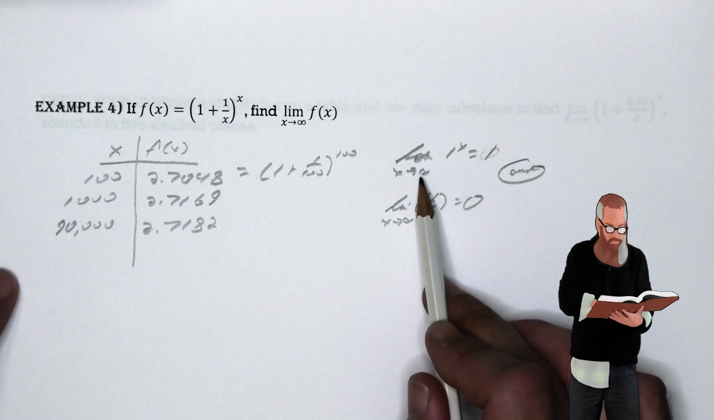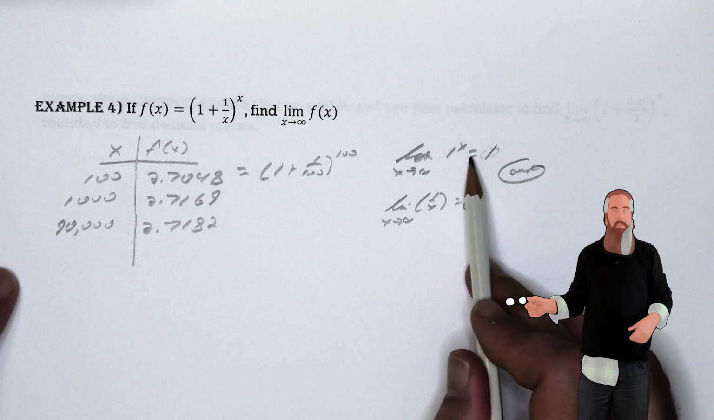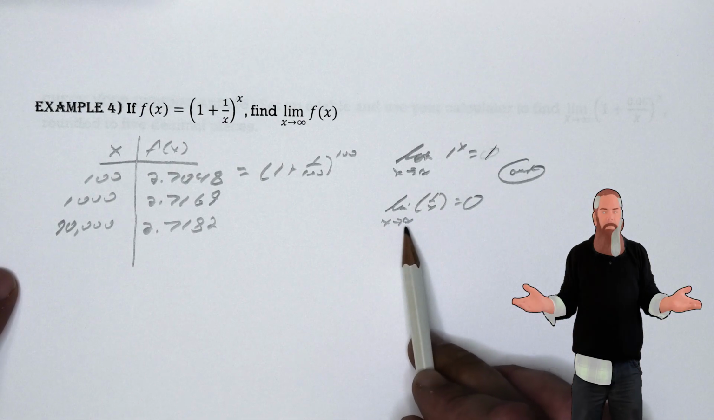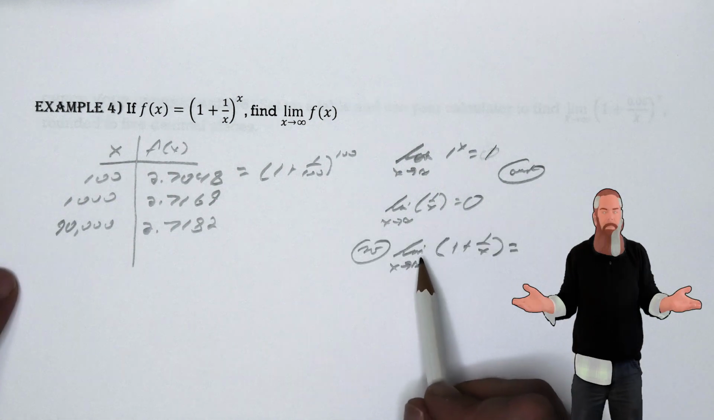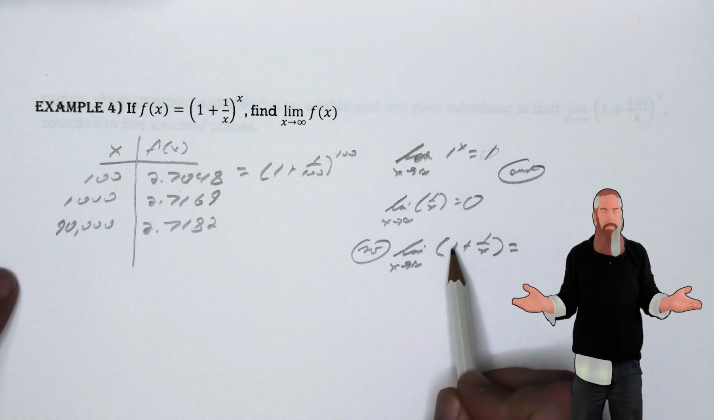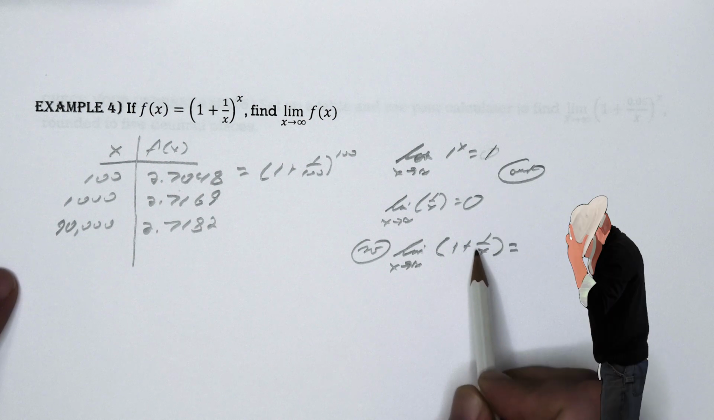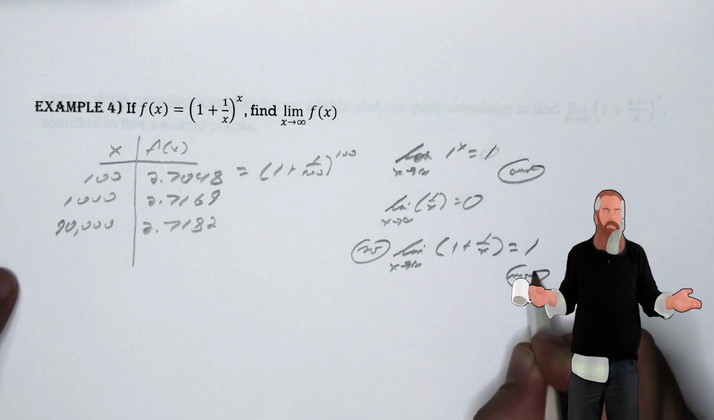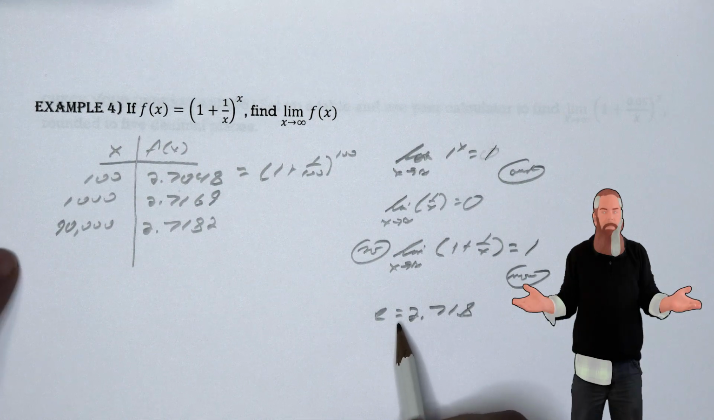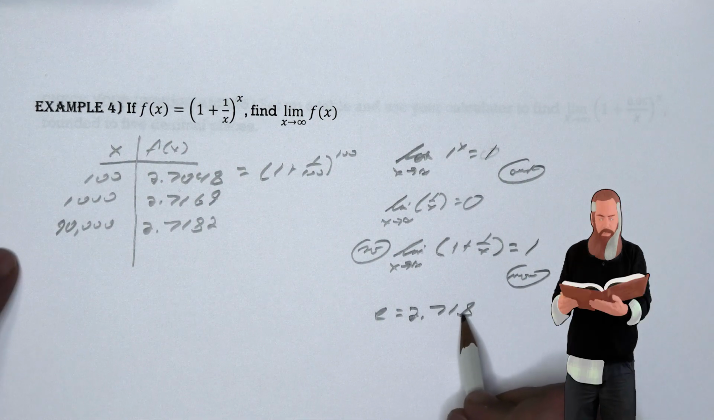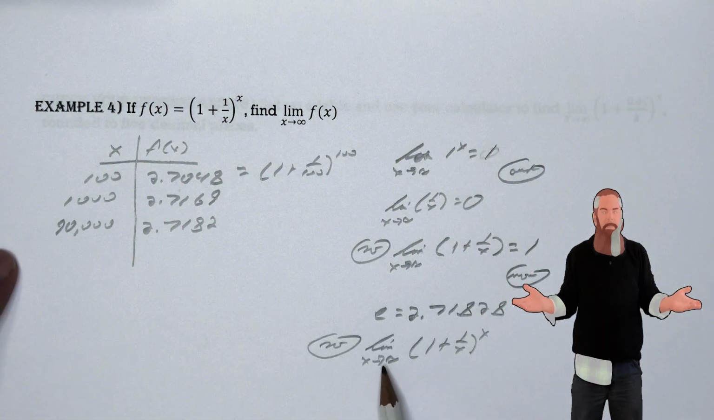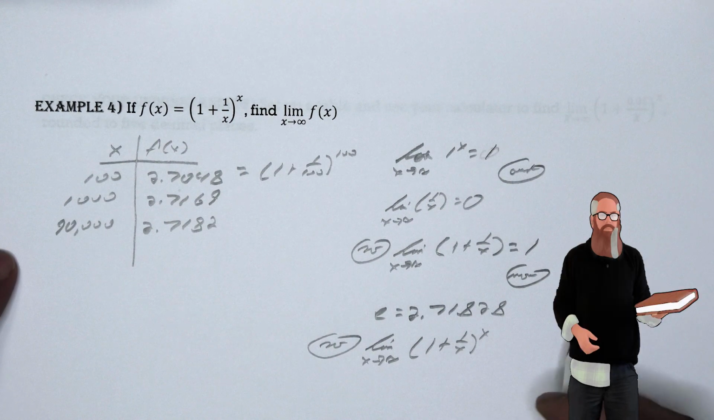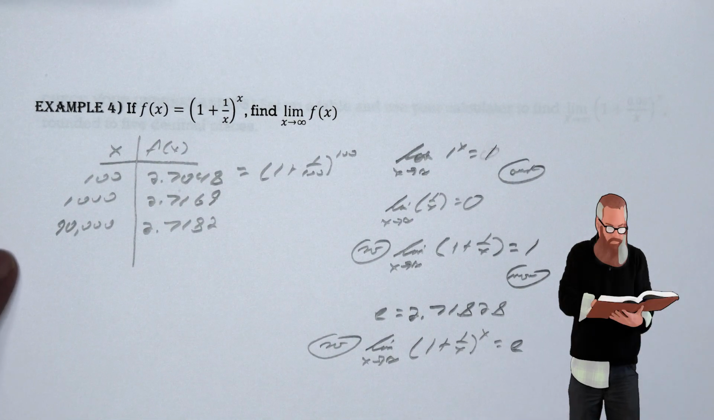We can look at two separate parts. One, the limit as x approaches infinity of 1 over x is 0. So the limit as x approaches infinity of 1 plus 1 over x would be equal to 1. Now, e is a special number in math that is approximately 2.71828. So the limit as x approaches infinity of the sum of 1 and 1 over x to the x power would be equal to e.